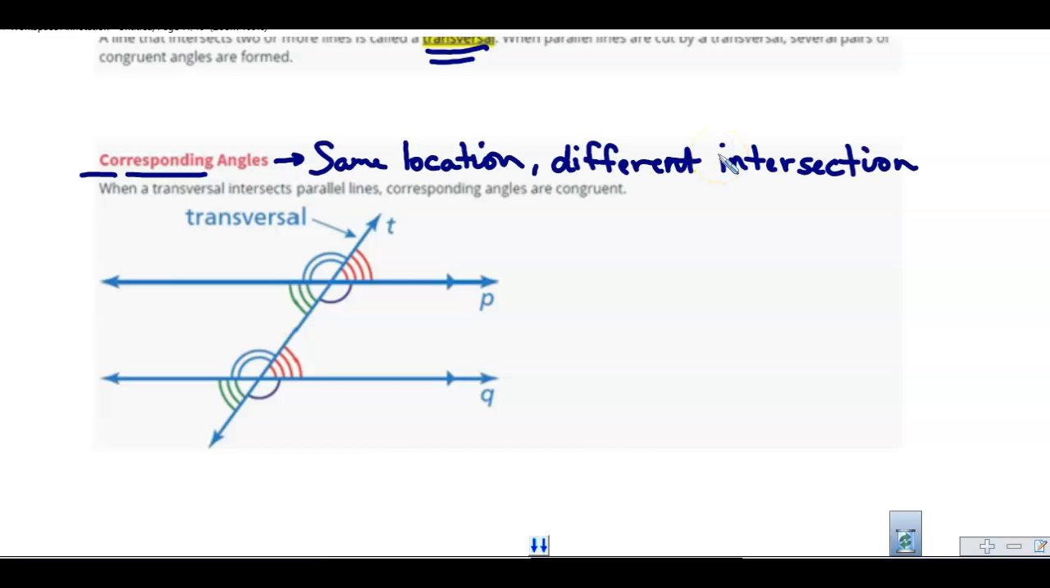Again, in order to have corresponding angles, we do have to have a transversal that is intersecting one or more pairs of parallel lines. And when we find those corresponding angles, in this example, this red angle right here is a corresponding angle to this one down below. They are both in the top right location of each intersection that occurs between the transversal and the parallel lines. Corresponding angles are congruent.